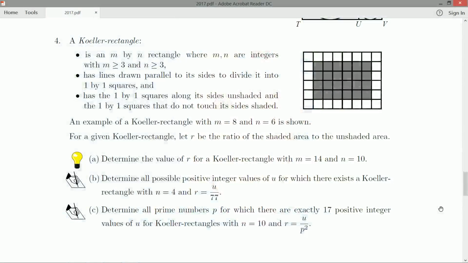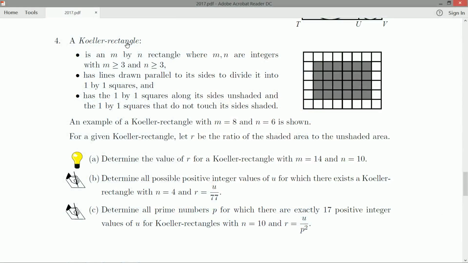Root Beer here with question number 4, the very last question on the Galois paper. That's the grade 10 written paper from 2017. So I've got my pen ready. Hopefully you've got yours. Let's take a look at this question. It should be pretty challenging. It is the last question on the Galois.